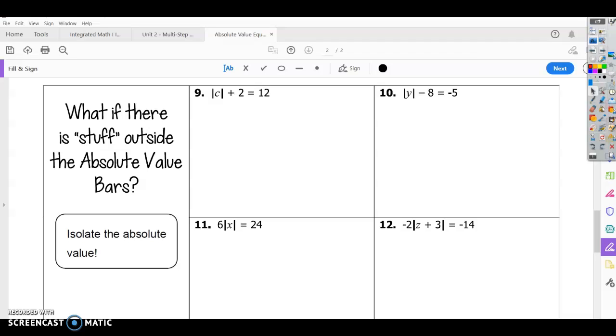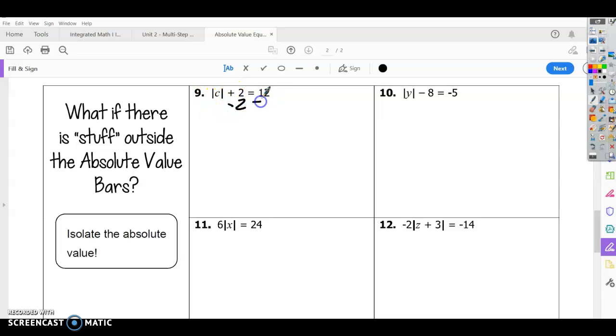All right, guys, we're going to continue talking about absolute value and what we do with solving an equation. What if there is stuff outside the absolute value bars? If you remember the steps from the last video, you're going to isolate the absolute value. That means get the absolute value by itself. So before we do anything else, we need to get rid of this -2.